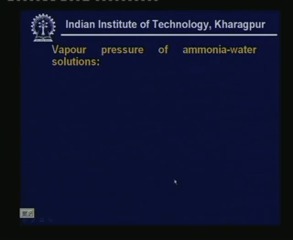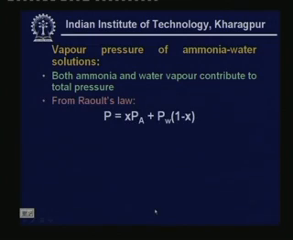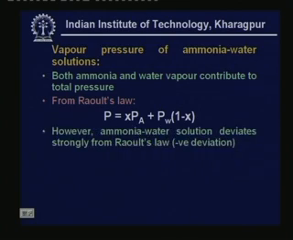Now, let us look at the vapor pressure of ammonia water solutions. So, both ammonia and water vapor contribute to the total pressure. So, we have to write the total pressure from Raoult's law. If you are assuming that the mixture behaves as an ideal mixture, then you can use Raoult's law, and from Raoult's law you know that the total pressure P is equal to x into Pa plus Pw into (1 minus x), where x is the liquid phase mole fraction of ammonia and Pa and Pw are the saturated pressures of ammonia and water at that particular temperature. But we know that the ammonia water mixture deviates strongly from Raoult's law in a negative manner.